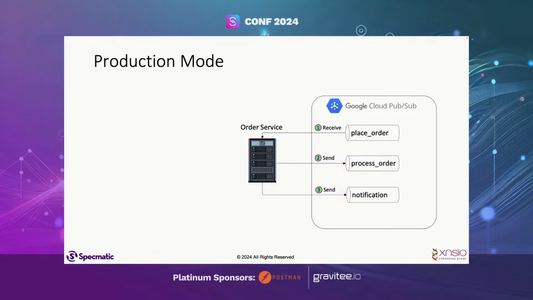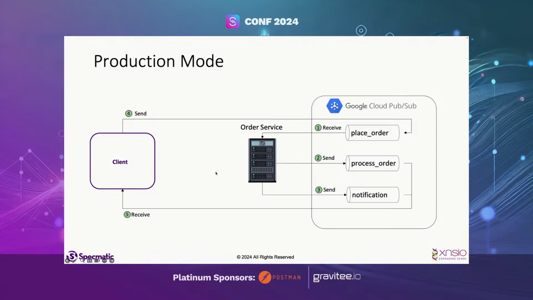Now, how does one interact with such an order service? As a client, I can drop messages into the place order topic, and once the processing of that particular order is done, I could await messages on topics such as process order and notification. That is how I interact with such a service which is exposing these capabilities.